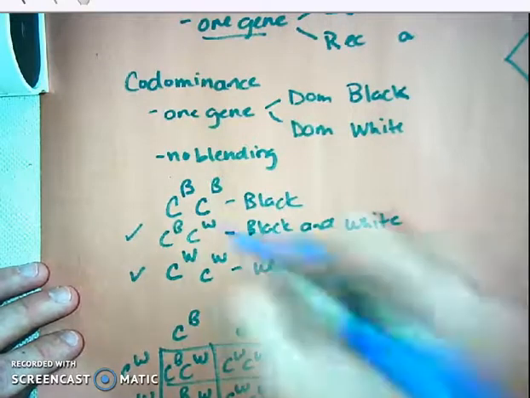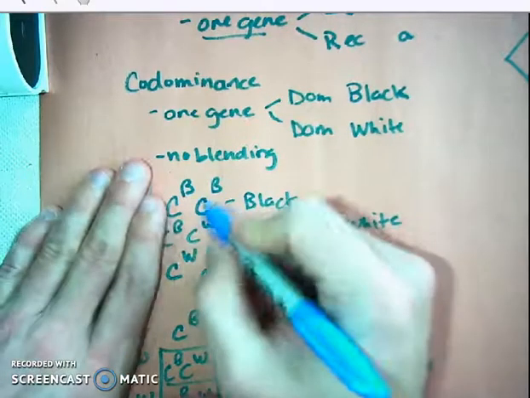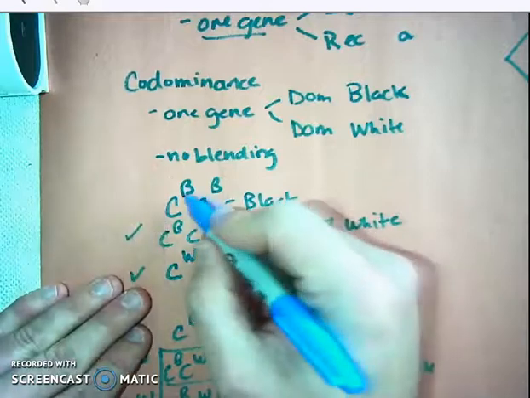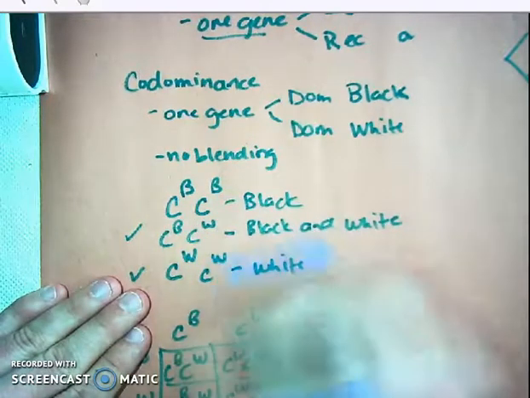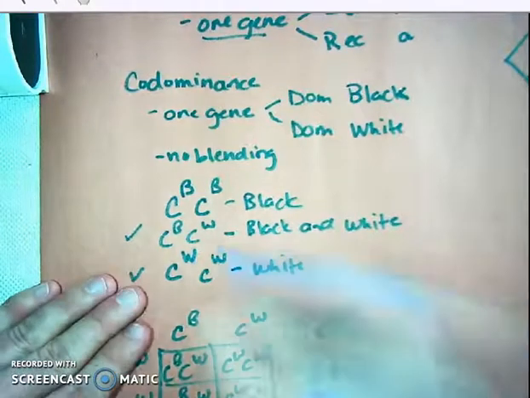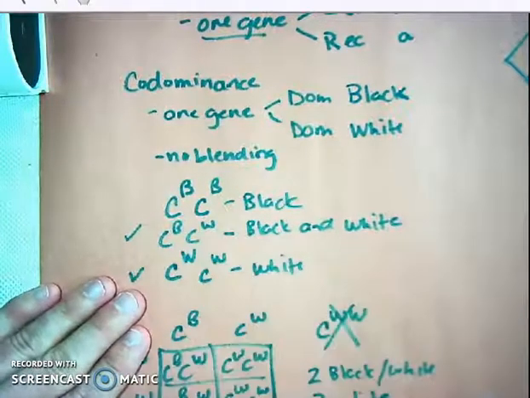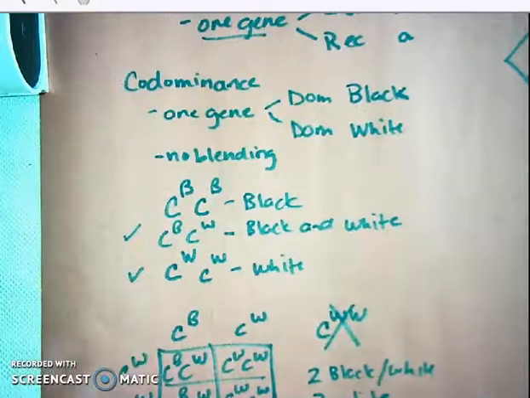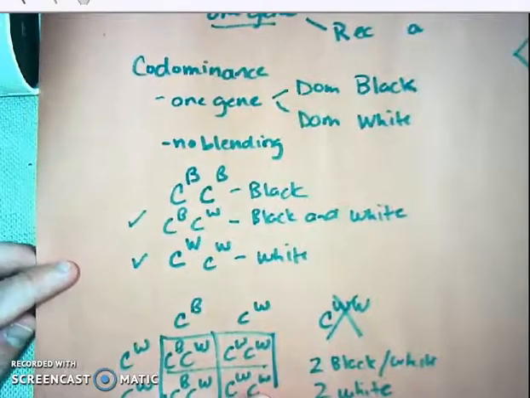So you can't just ignore all these base letters and do the BB, BW, WW and write this key. That's not how it approaches. You have to make sure that you're writing the notation that will give you full credit. If you mix up your notations, you obviously would not on a test get that full credit. But that is a common example of codominance.